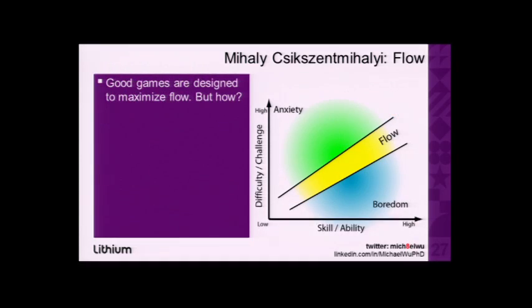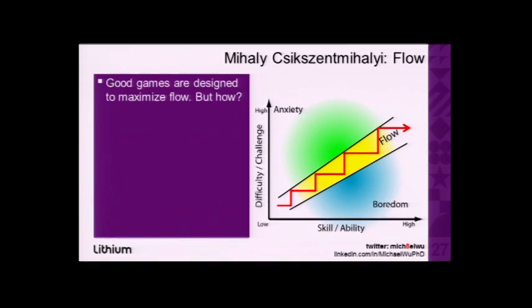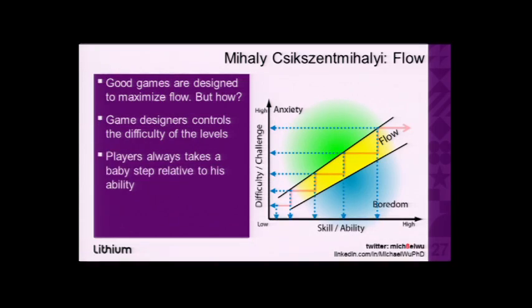Okay. So good games are designed to maximize flow, right? Think about how you actually maximize flow. Well, you do it this way, right? Okay? So games are designed in such a way that they control the level of difficulty between each level, such that the player always takes a baby step relative to his ability, right?